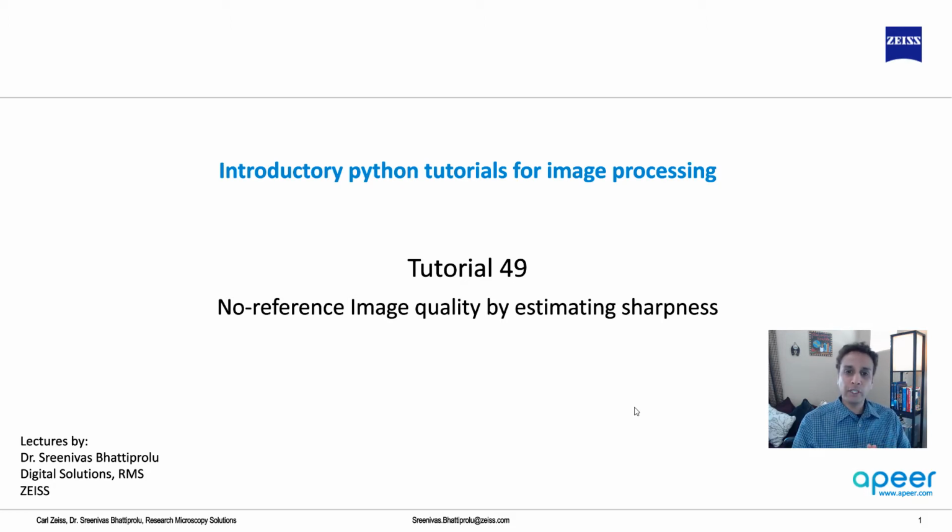In the past tutorial, we looked at mean squared error, peak signal to noise ratio, and structural similarity index as some of the metrics for reference-based image quality, where you have a gold standard image and then a noisy image, or an image that you would like to compare against this gold standard, right? That's pretty common. Now, no-reference image quality can be very tricky.